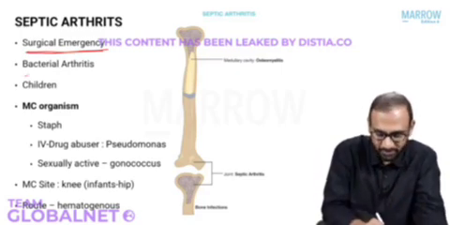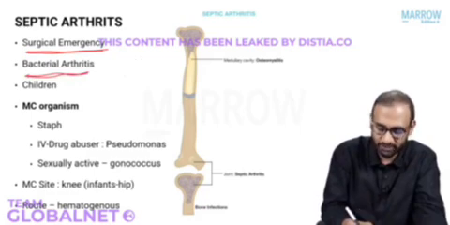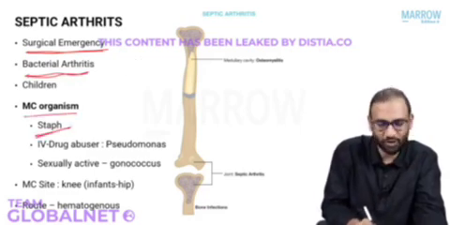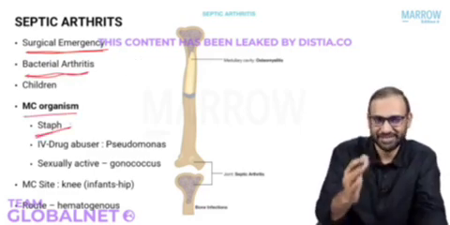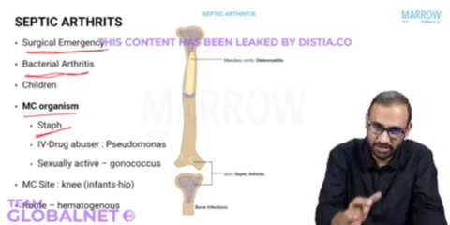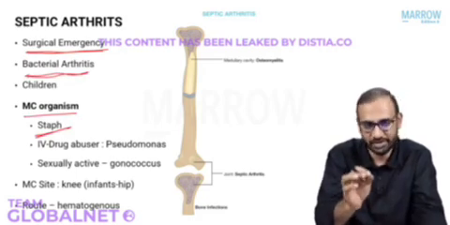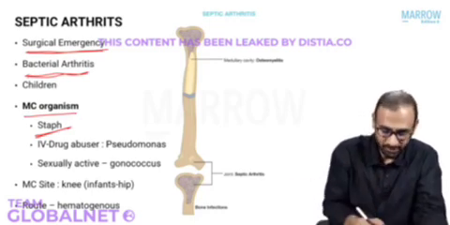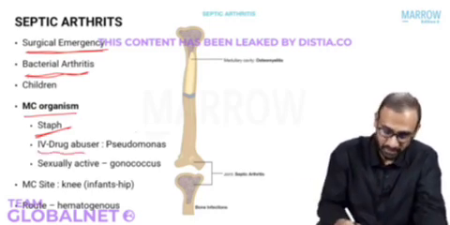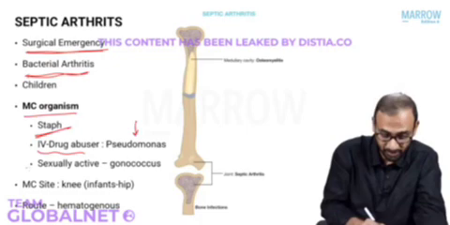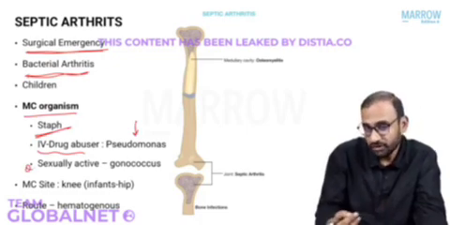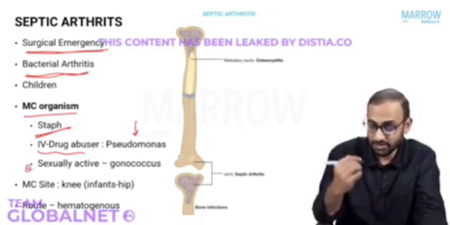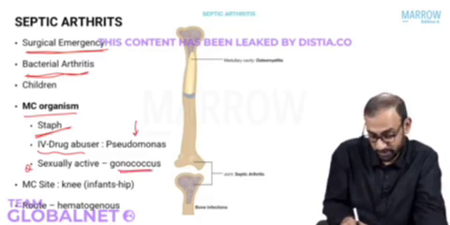Okay, this is bacterial arthritis. What will be the organism? The most common organism would be Staphylococcus aureus. Like I said, every bacterial infection in the musculoskeletal system, think staph as the organism. But obviously, there will be exceptions to this rule. For example, in IV drug abusers, septic arthritis occurs because of Pseudomonas. Another interesting MCQ, sexually active individuals, if they get septic arthritis, it is usually by Gonococcus.